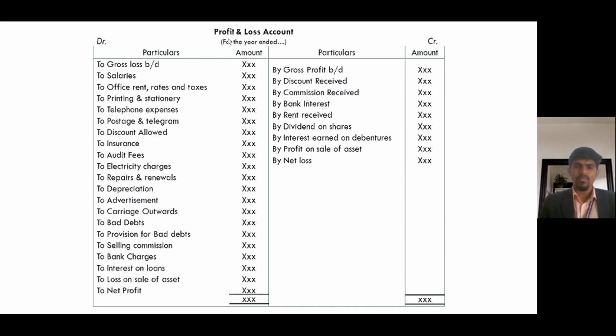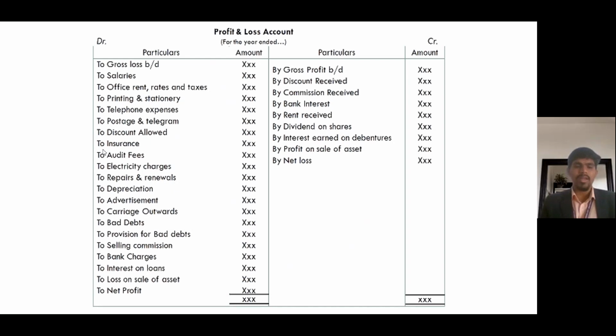So what does the profit and loss account show? The profit and loss account for the year ended. For every year ended, usually it will be prepared at the year ending. Here in the profit and loss account, again the same debit side and credit side, two major partitions will be there. In the debit side we have two columns called particulars and amount, and in the credit side also particulars and amount.